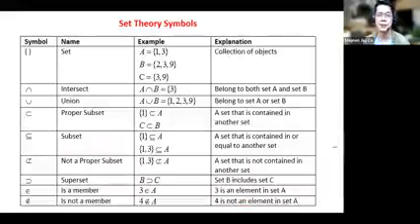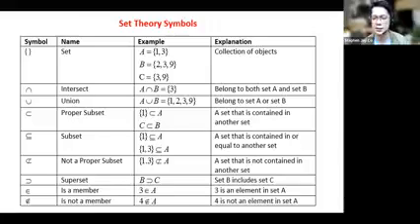Next would be set theory symbols. So in set theory, we have all of the different terms in the set. You have here the symbol for set intersection, set union, so operations on sets. You also have the difference of a set and set complement, the complement of a set.